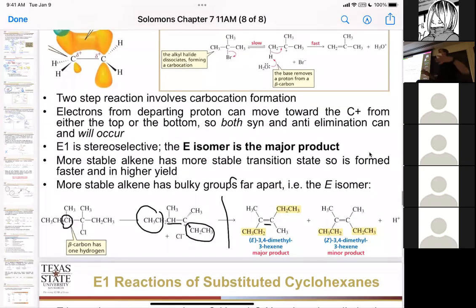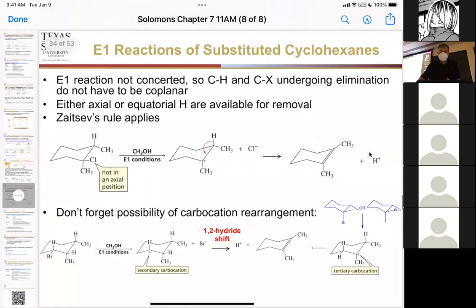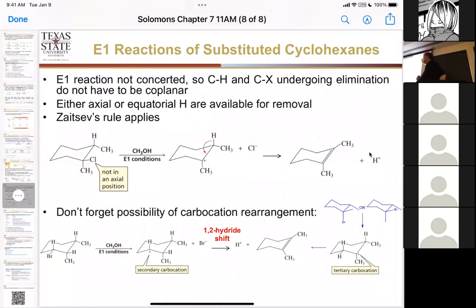And it's all because that trigonal planar structure wants to have that pi on either side, and so it can take the hydrogen to make it happen. Okay. So let's look at E1 reactions on cyclohexane.